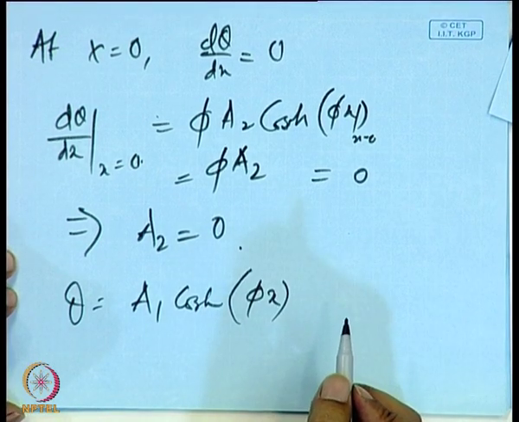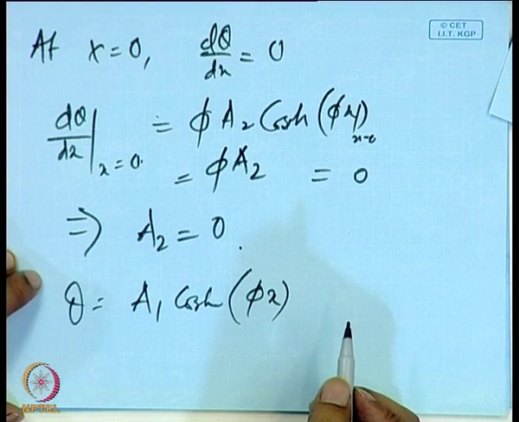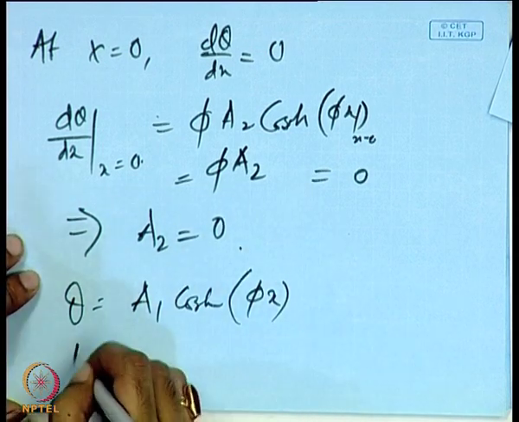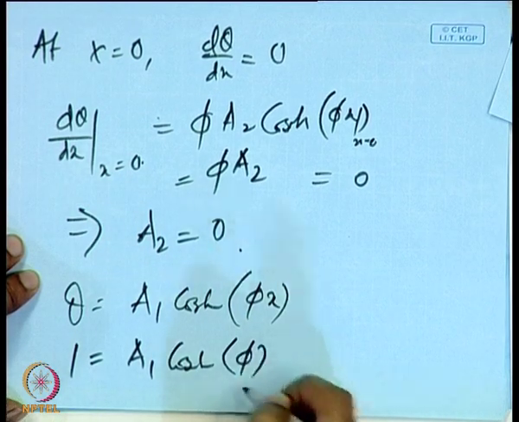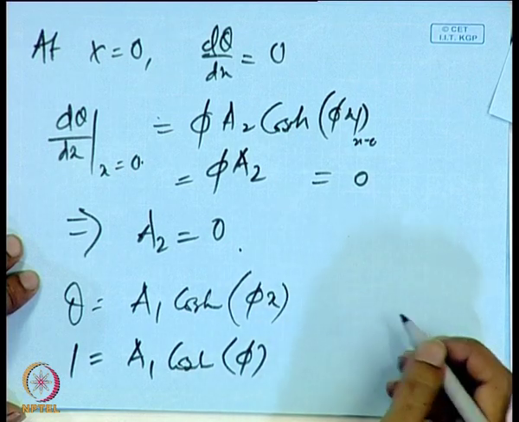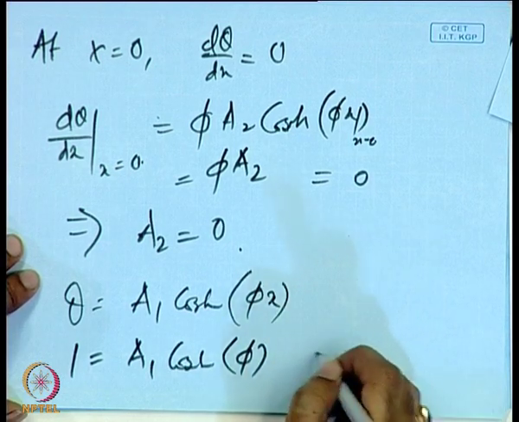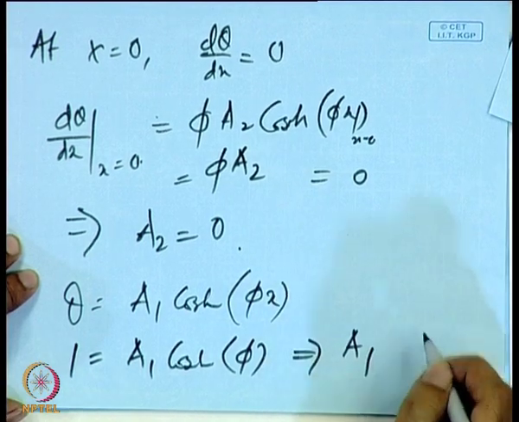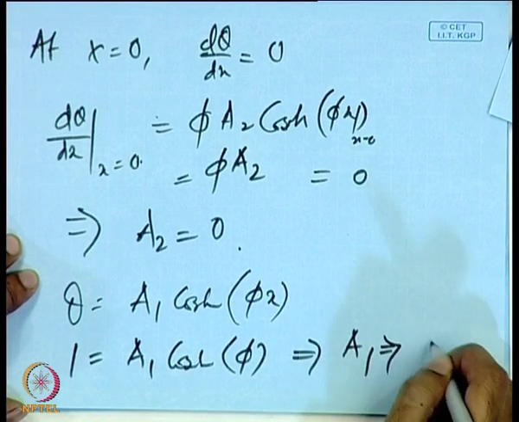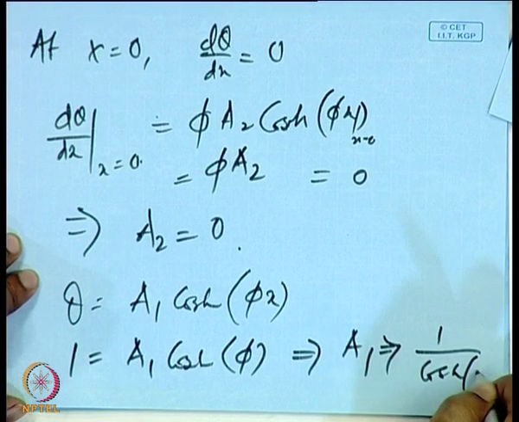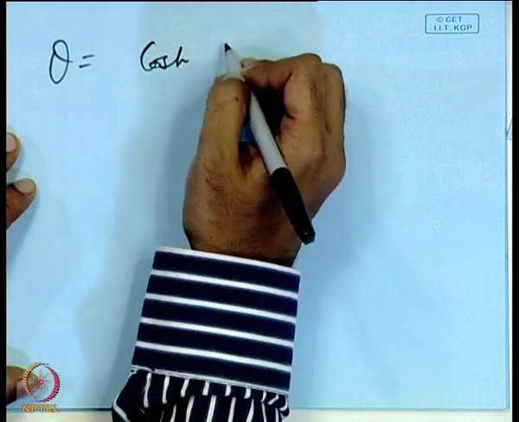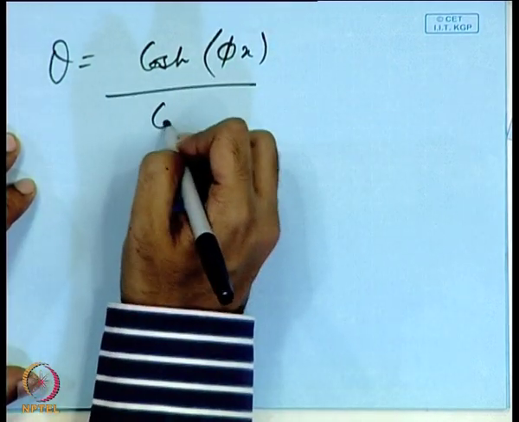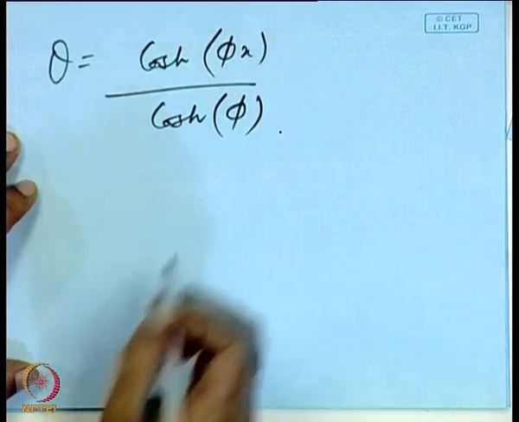Now, your other boundary condition is that at x equals plus minus 1, theta equals 1. So 1 equals a1 cosine hyperbolic phi. So my a1 becomes 1 over cosine hyperbolic phi. So my solution is theta equals cosine hyperbolic phi x divided by cosine hyperbolic phi.